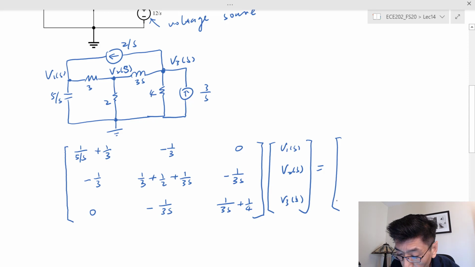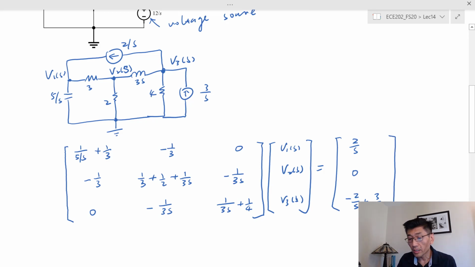So at node number 1, we have 2 over s, and node number 2 I got a 0, and node number 3 I got a negative 2 over s plus 3 over s. If you get this, it should be negative 6 over s. I should leave this, so you know where this is coming from. Okay, so this is going to be the node voltage equation for the first case.